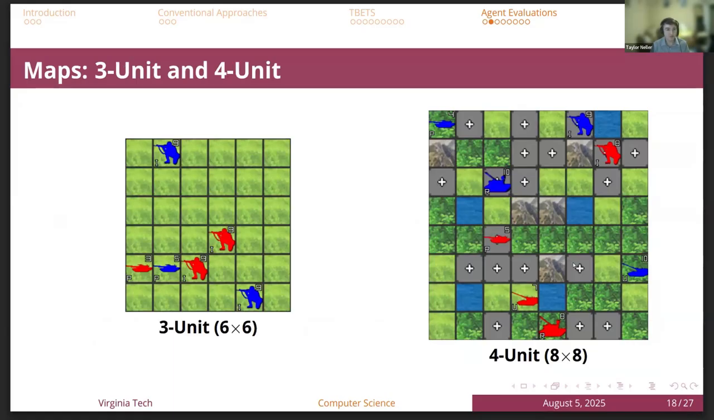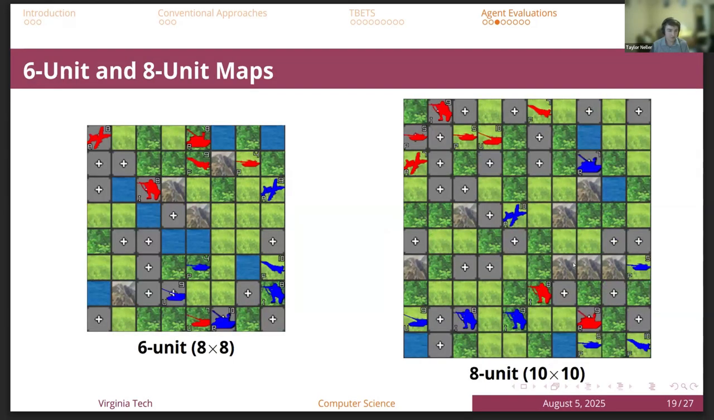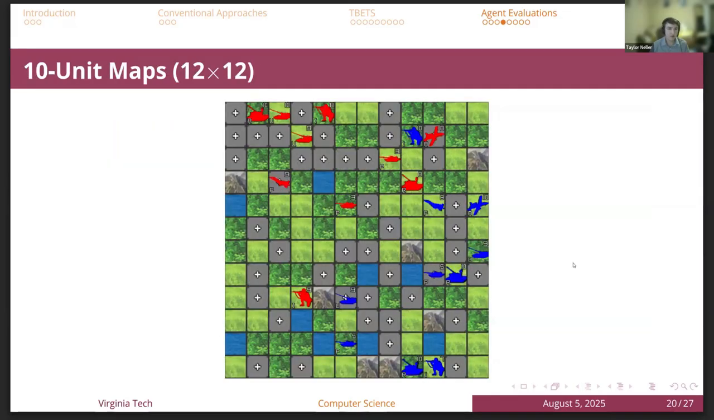For our 3-unit map, we have 2 infantry and 1 tank per side on a 6x6 planes-only map. The 4-unit map is an 8x8 map with randomized terrain and 4 different units per side. The 6-unit map is an 8x8 map, and we try to skew both sides towards opposite corners in order to make the starting states fairer. And then we have an 8-unit 10x10 map and a 10-unit 12x12 map as well.